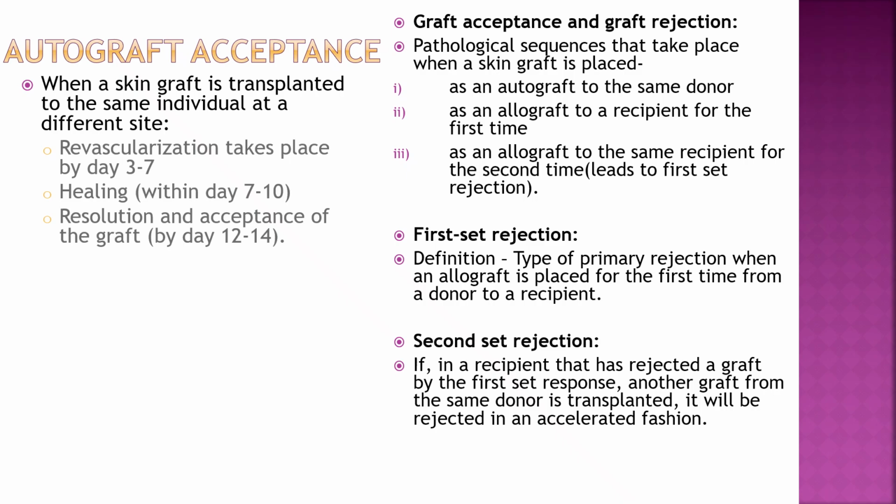So these are the pathological sequences that take place when a skin graft is placed as an autograft to the same donor, as an allograft to a recipient for the first time, and as an allograft to the same recipient for the second time. First set rejection is a type of primary rejection when an allograft is placed for the first time from donor to the recipient. Second set rejection: if a recipient that has rejected a graft by first set response receives another graft from the same donor, it will be rejected in an accelerated fashion.